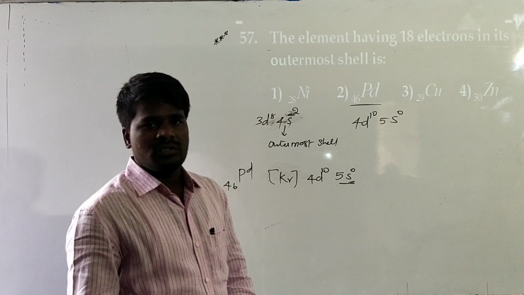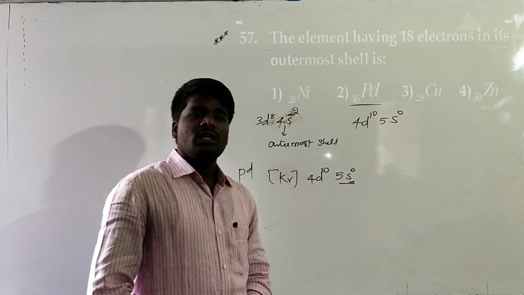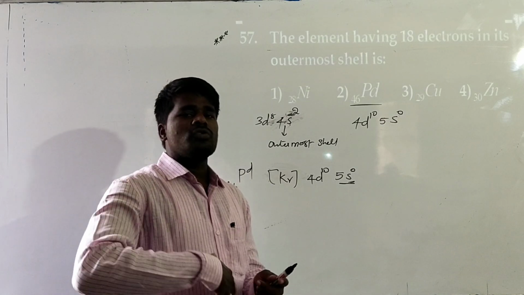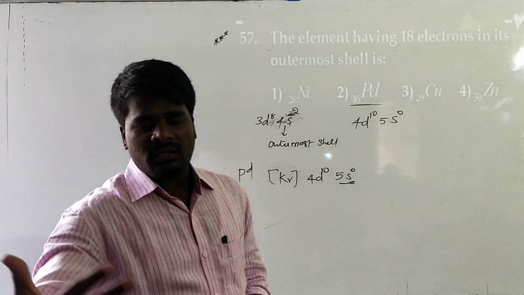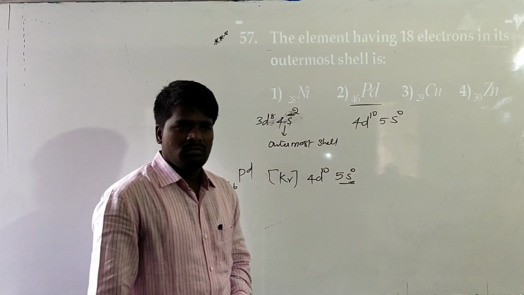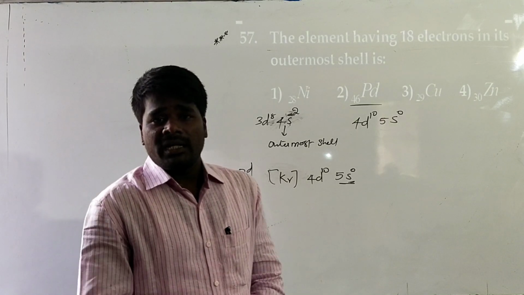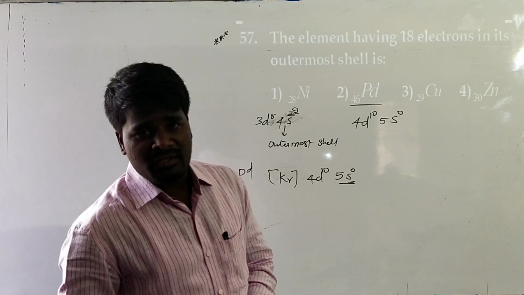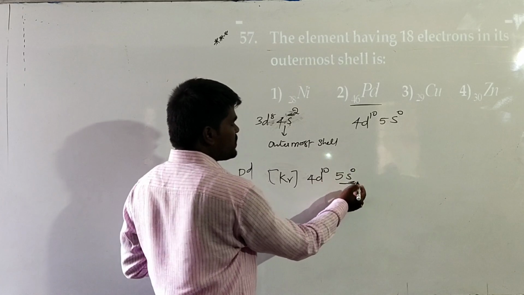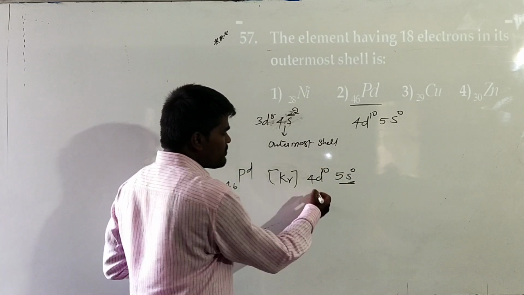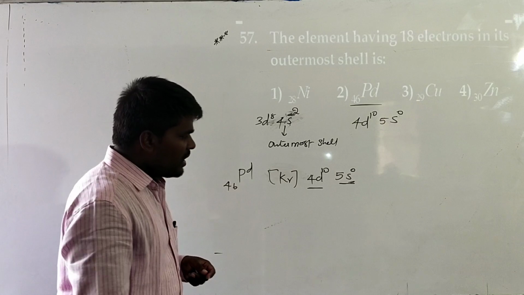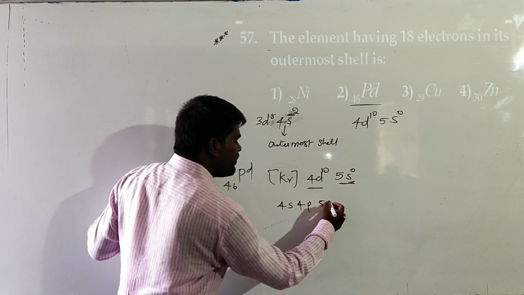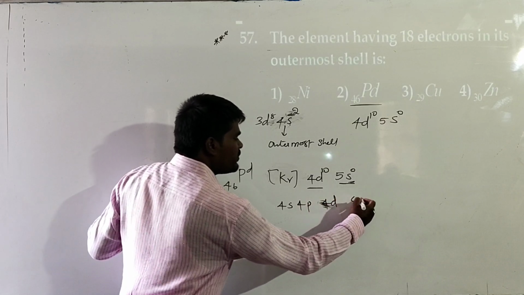What is meant by valence shell? The shell in which electrons are present and which is outermost from the nucleus. There will be n number of shells in an atom, and the outermost shell which has electrons is called the valence shell. As there is no electron in the fifth shell, you cannot consider it the valence shell. What becomes the valence shell here? The fourth shell. And we know that in the fourth shell there will be 4s, 4p and 4d, and 4f will be 0 here.